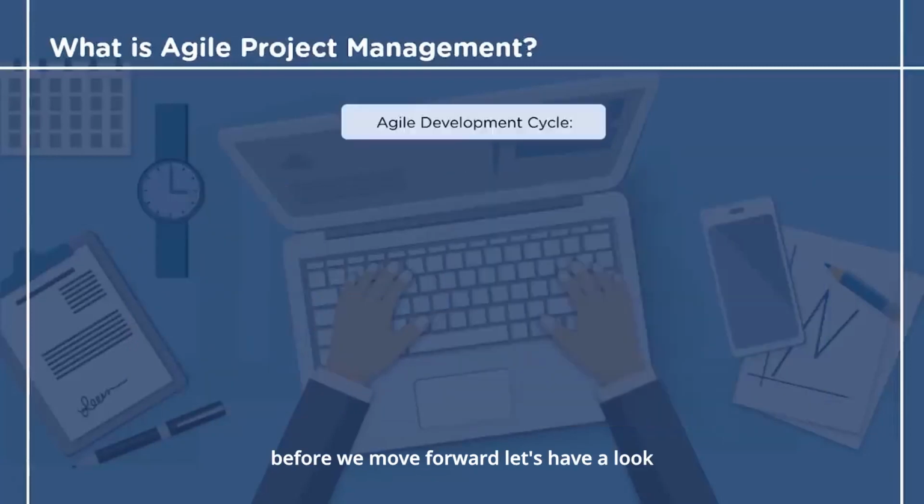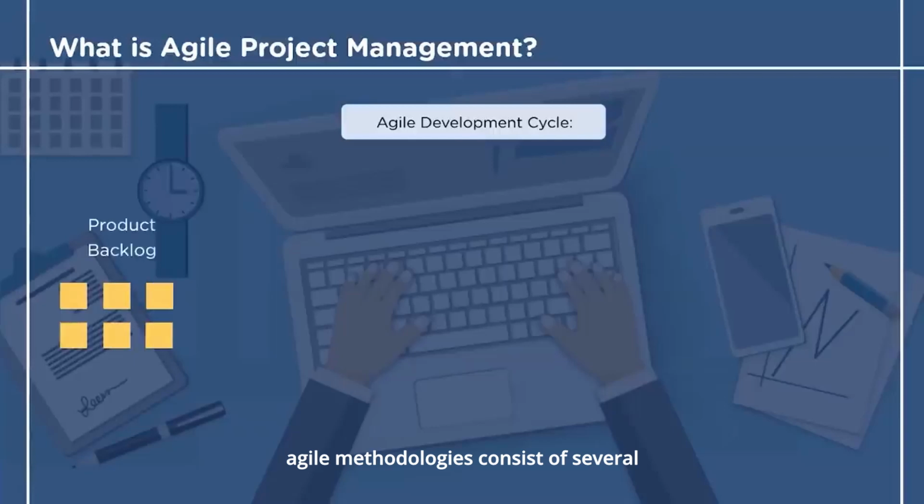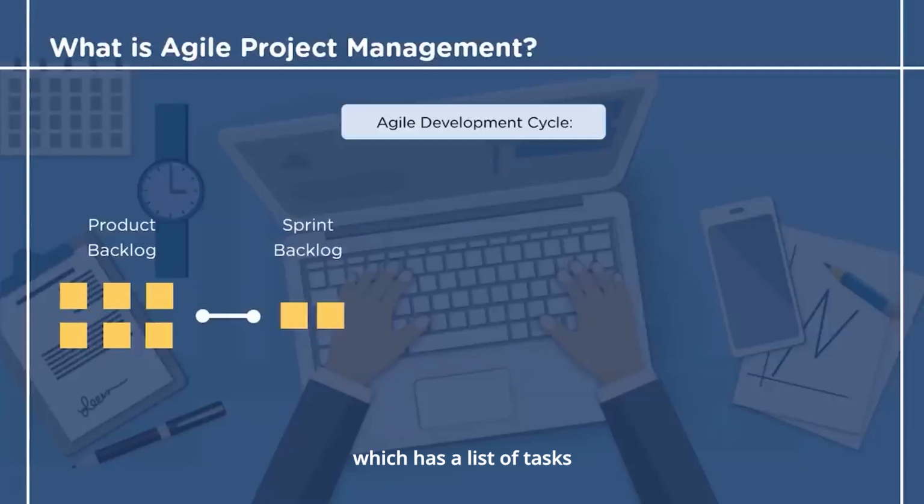Before we move forward, let's have a look at the Agile development cycle. Agile methodologies consist of several small cycles or sprints. At the end of each stage, we get a mini project. There's a product backlog that explains new features, changes in the existing features, and several other improvements in the project. Then we have a sprint backlog, which has a list of tasks that are to be completed during each sprint.